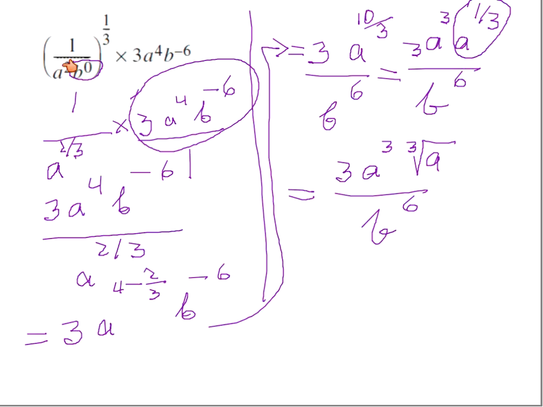So first of all, 1/3 applied to every value of that. So it's 1 to the power 1/3, which is 1. A to the power of 2 to the power 1/3 becomes a to the power of 2/3, and b to the power of 0 is 1. Then the second expression, we put over 1 denominator, and we multiply numerators and denominators. So you have 3 a to the power 4, b to the power of -6 at the top. And you have a to the power of 2/3 times 1, and that's at the bottom.